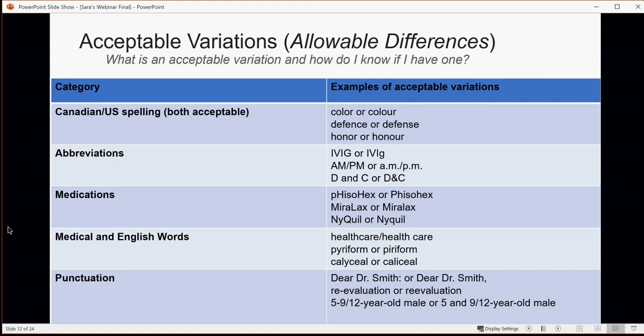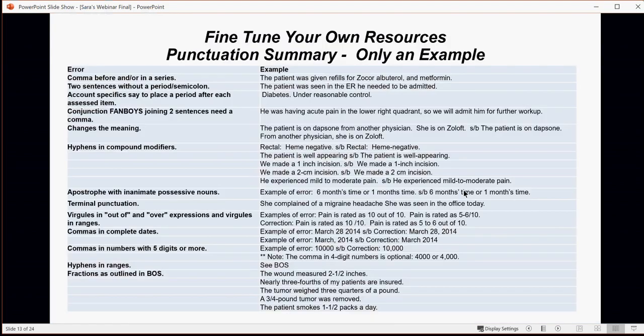I will provide a great link to an additional webinar specifically on acceptable variations that will cover these in detail that I think you'll find very helpful. Okay, so fine-tune your resources.